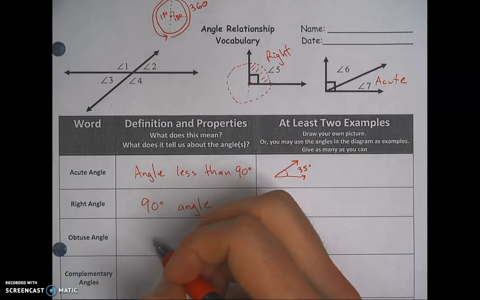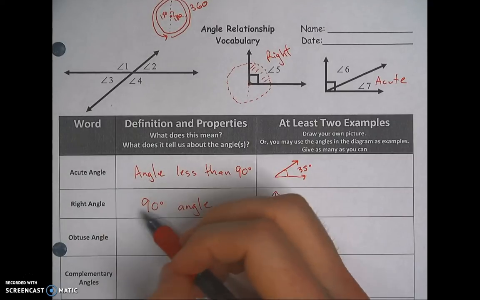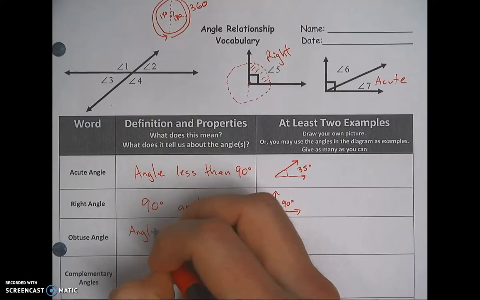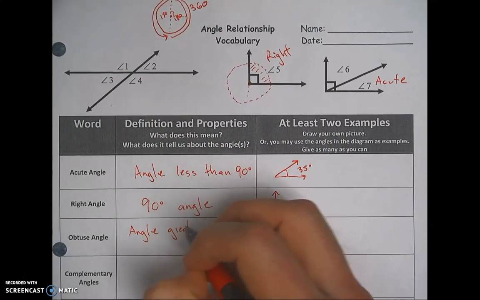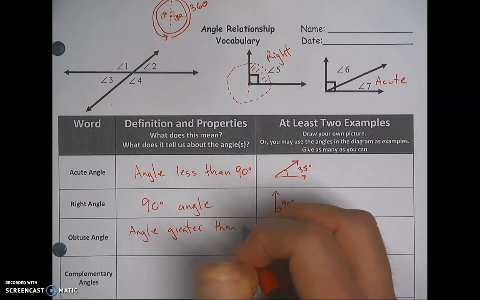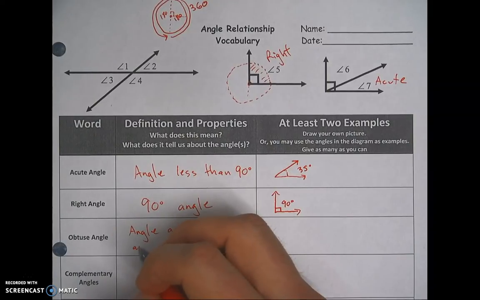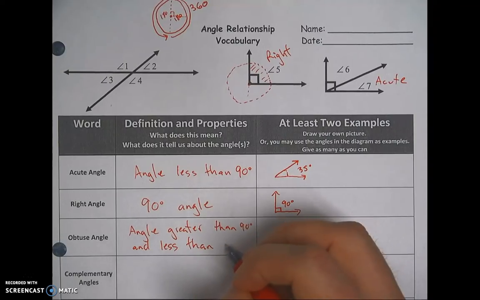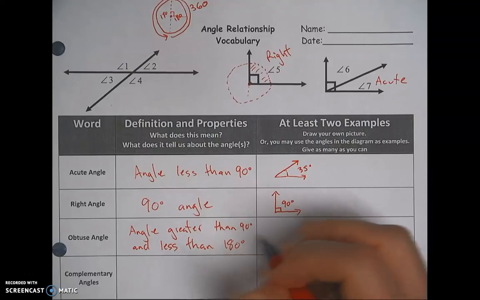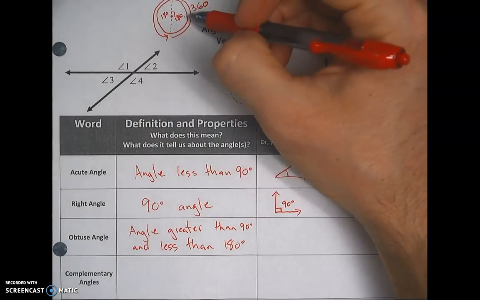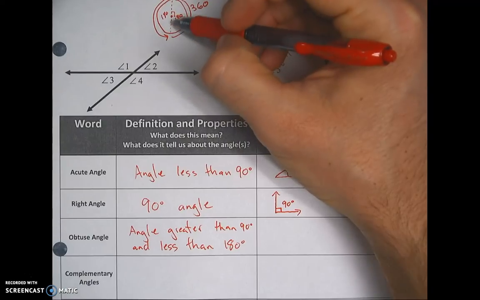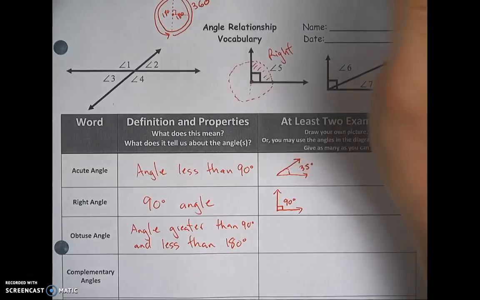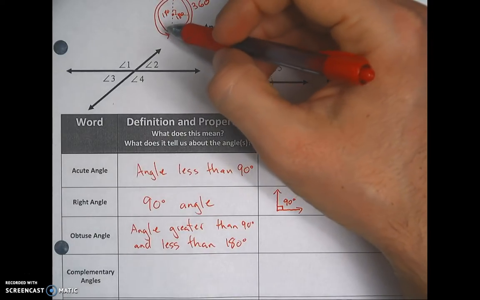Obtuse angle, so we've got acute less than 90, right is 90, and obtuse is an angle greater than 90. But it's not just that, it has to be less than 180. There are angles that are more than 180 degrees. Okay, so 180 would be completely wide open, straight. We can have an angle that goes more than 180, and we're not going to get into those right now. You'll study those in geometry. But that is possible.